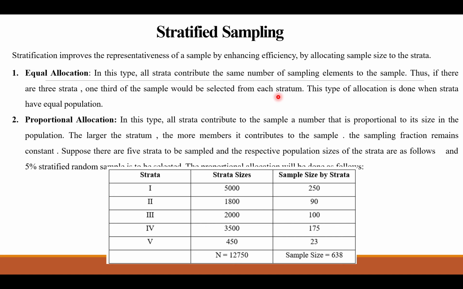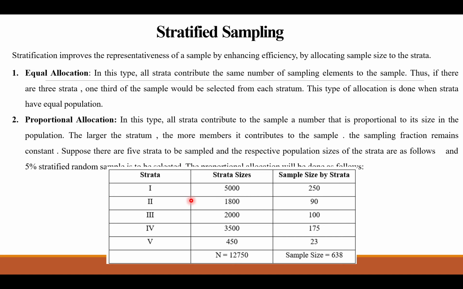Stratification improves the representativeness of the population by enhancing the sample size of the strata, like equal allocation and proportional allocation. In equal allocation, all strata contribute the same number of sampling elements to the sample. Thus, if there are three strata, one third of the sample should be selected from each stratum. This is called equal allocation.